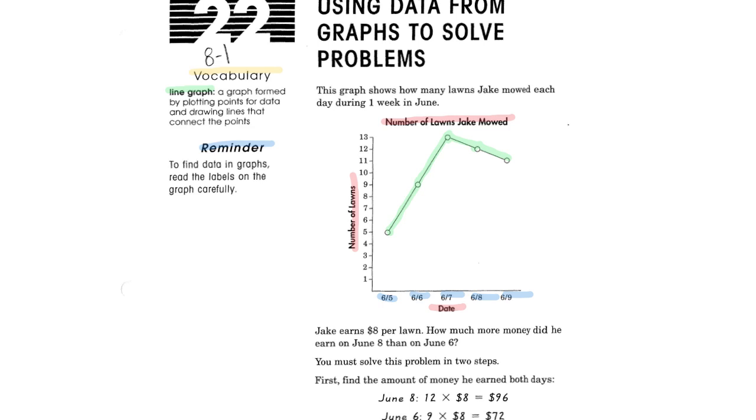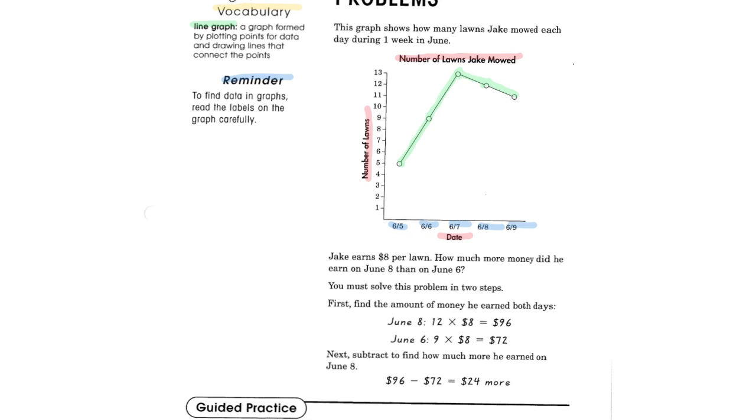It says Jake earns $8 per lawn. How much more money did he earn on June 8th than on June 6th? So what you need to do first is find the amount of money he earned on both days. On June 8th, he mowed 12 lawns at $8 for $96. On June 6th, he mowed 9 lawns at $8 for $72. Then you need to subtract to find out how much more he earned on June 8th. So you take 96 minus 72 and you get $24 more.